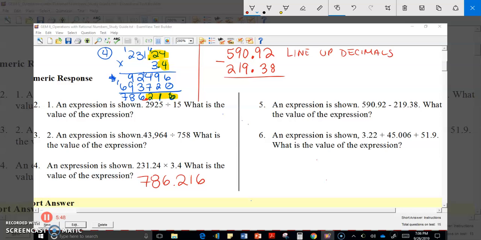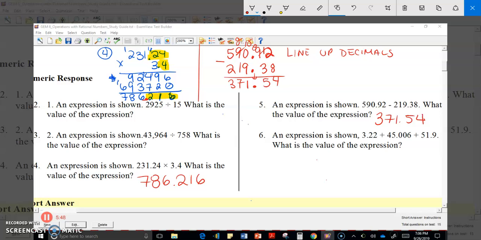All right, 12 minus 8. Well, first I have to borrow. 12 minus 8 is going to be 4. 8 minus 3 is 5. 10 minus 9 is 1. 8 minus 1 is 7. And then 5 minus 2 is 3. And then bring that decimal right down. 371.54 is the difference of the numbers.